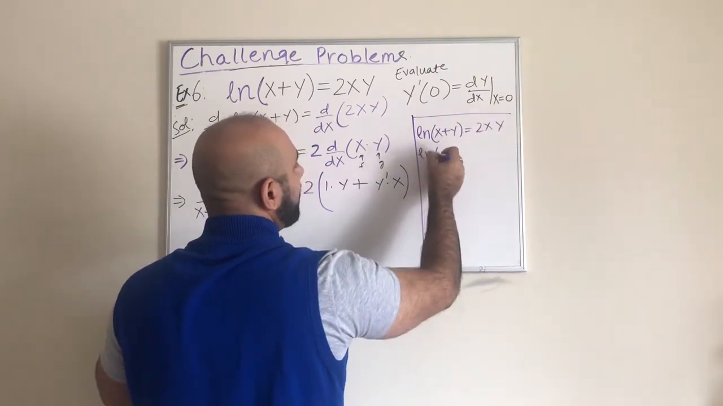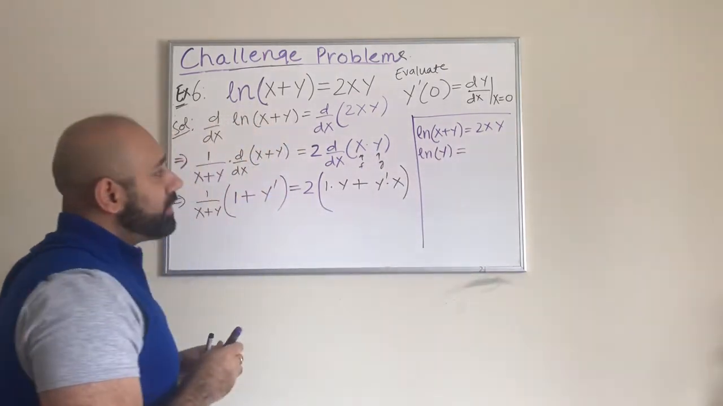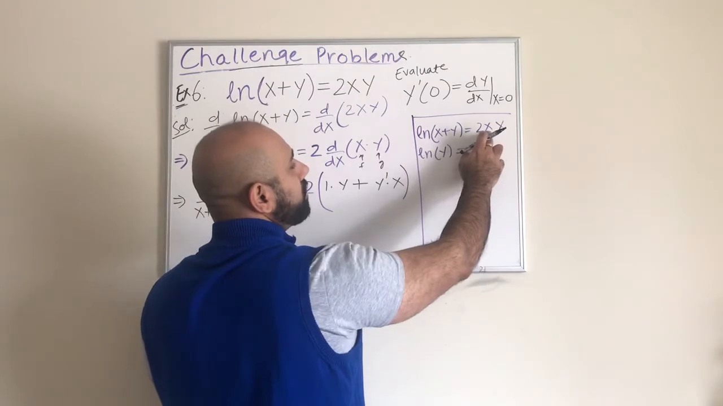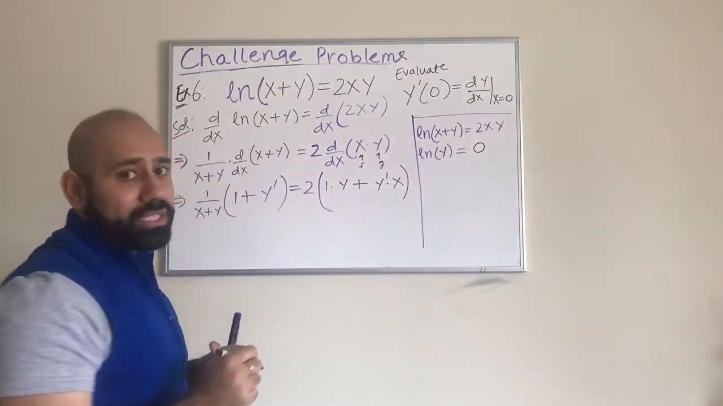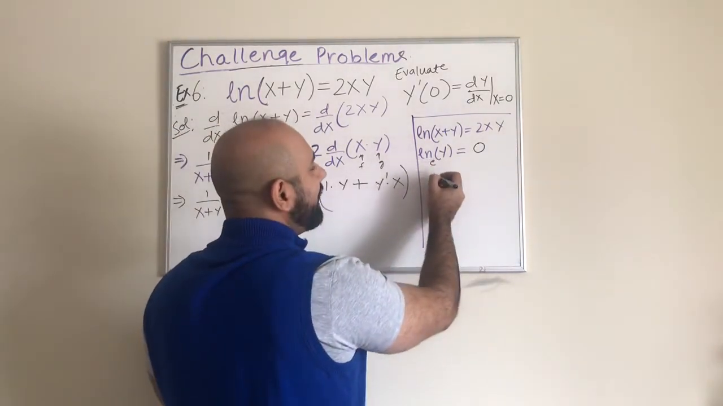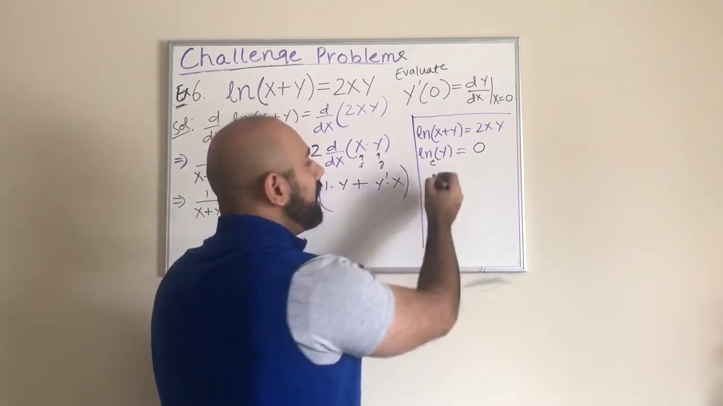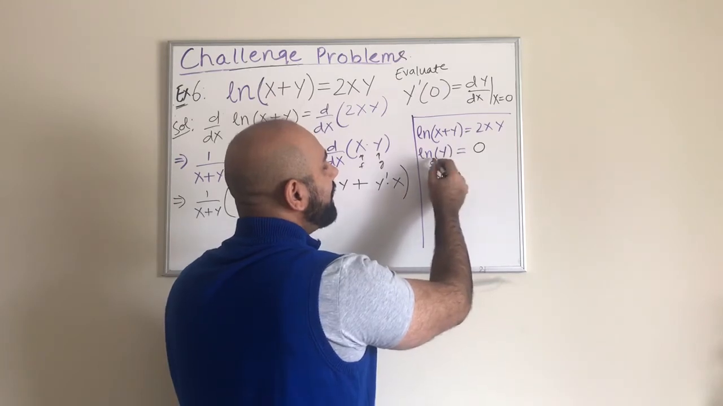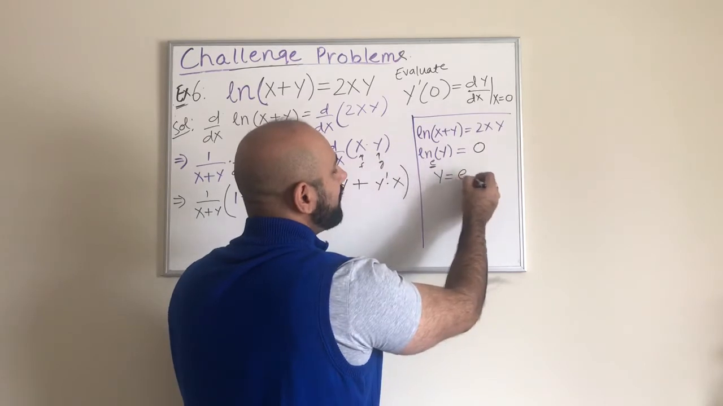If I substitute x equal to 0, then 0 plus y is just y, so on the left hand side I have ln of y. On the right hand side, if I substitute x to be 0, 2 times 0 times y is just going to be 0. This is not such a difficult equation to solve for y. We know that the base here is e, and if we want to solve this log equation for y, all we have to do is say that y is equal to this base raised to the power of whatever is on the right hand side. So it is e to the power 0.